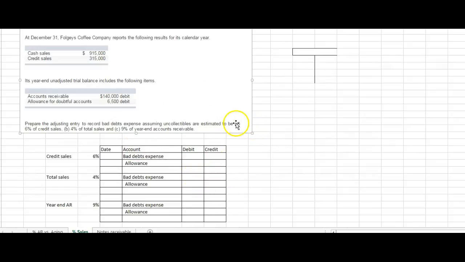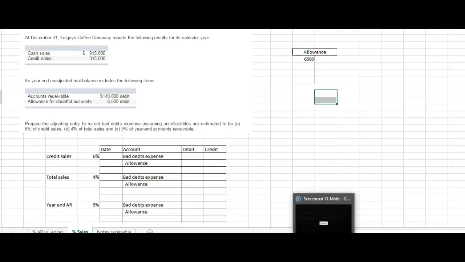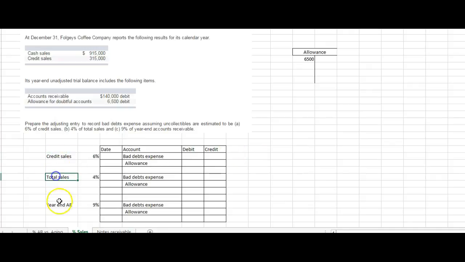look at this as if your allowance was 6,500 debit. So I guess we need to maybe show you that. So this is the allowance account, and it has a debit balance of $6,500. Now, what kind of entry do you have to make to create the balance that you want? Now you have to remember, credit sales is different than year-end accounts receivable. Credit sales is just looking at the period.